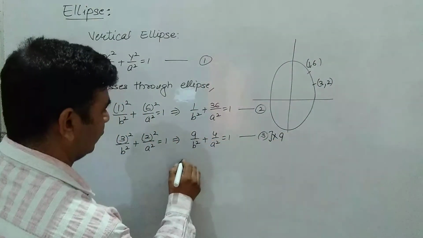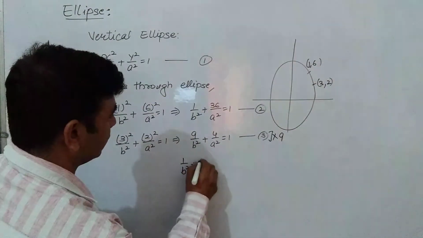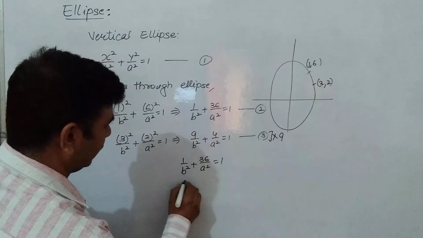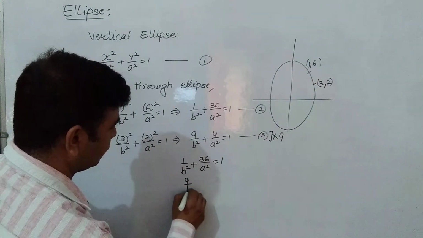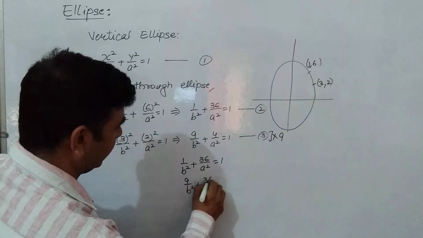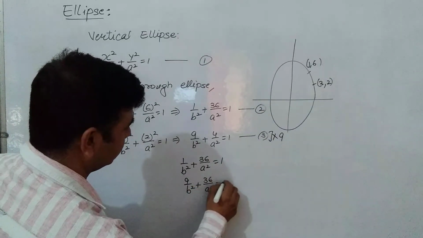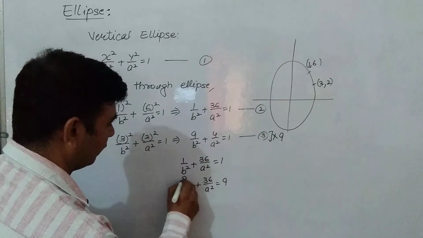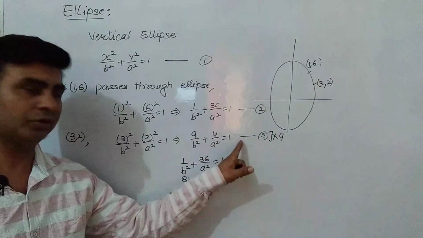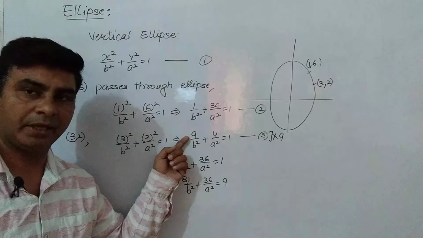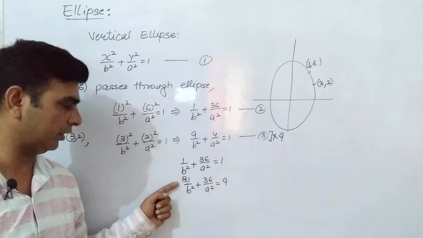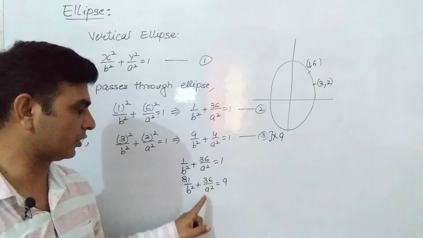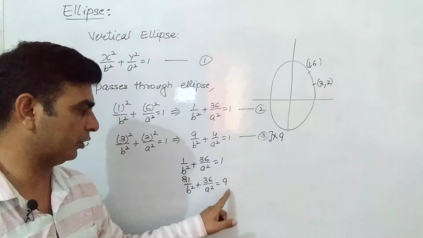So this will be 1 upon b square plus 36 upon a square is equal to 1, and this will be 9 by b square plus 36 by a square is equal to 9. Sorry, this is your 81. इक्वेशन नंबर 3 को आपने 9 से मल्टीप्लाई करना है. This is 81, 9 into 9 81 upon b square will remain same, and this is 4 into 9, 36 upon a square, and 1 into 9, 9.